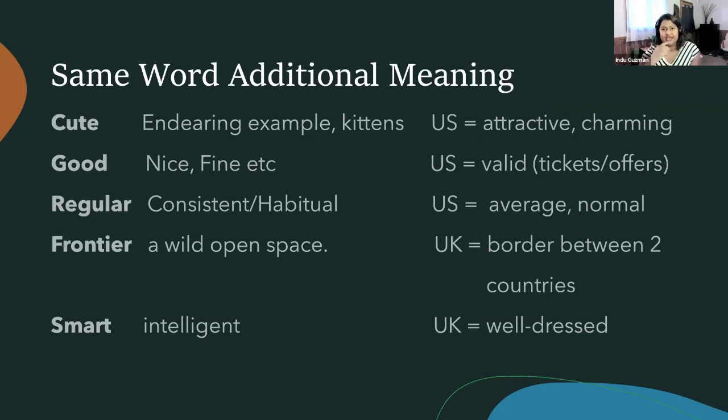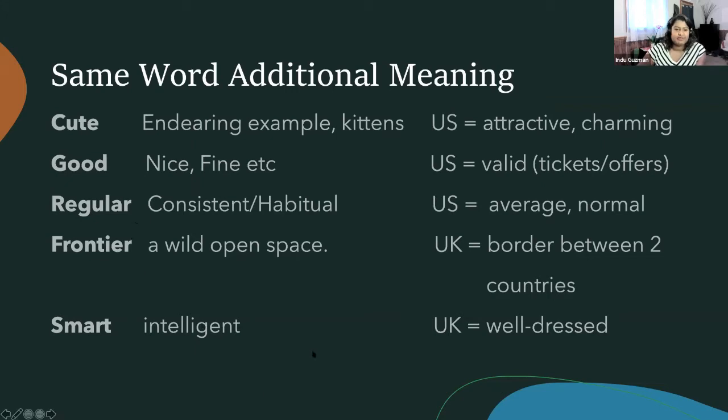Another thing girls say in casual conversations, I'm trying to remember, is like, "Hey, do you see that fine guy over there?" That's another way to use it. So good. Just the general context, nice, fine. Then in the US, good also means valid. Like these tickets are good. The offer is still good. Or this coupon is still good.